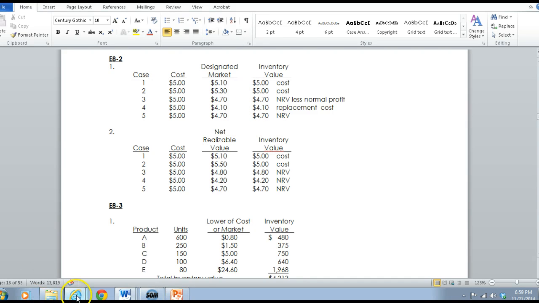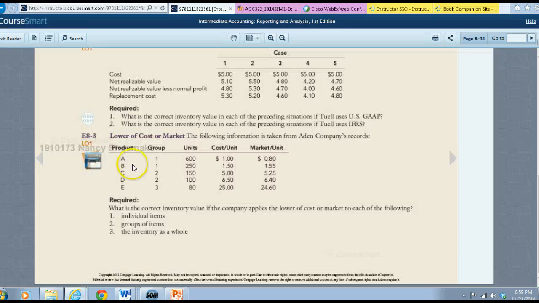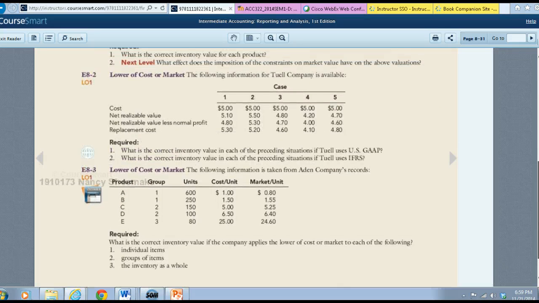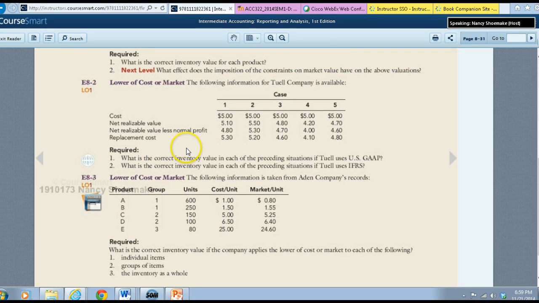Here, let me just make sure I'm on the wrong one. That's why it wasn't making sense. Okay, here we go, guys.